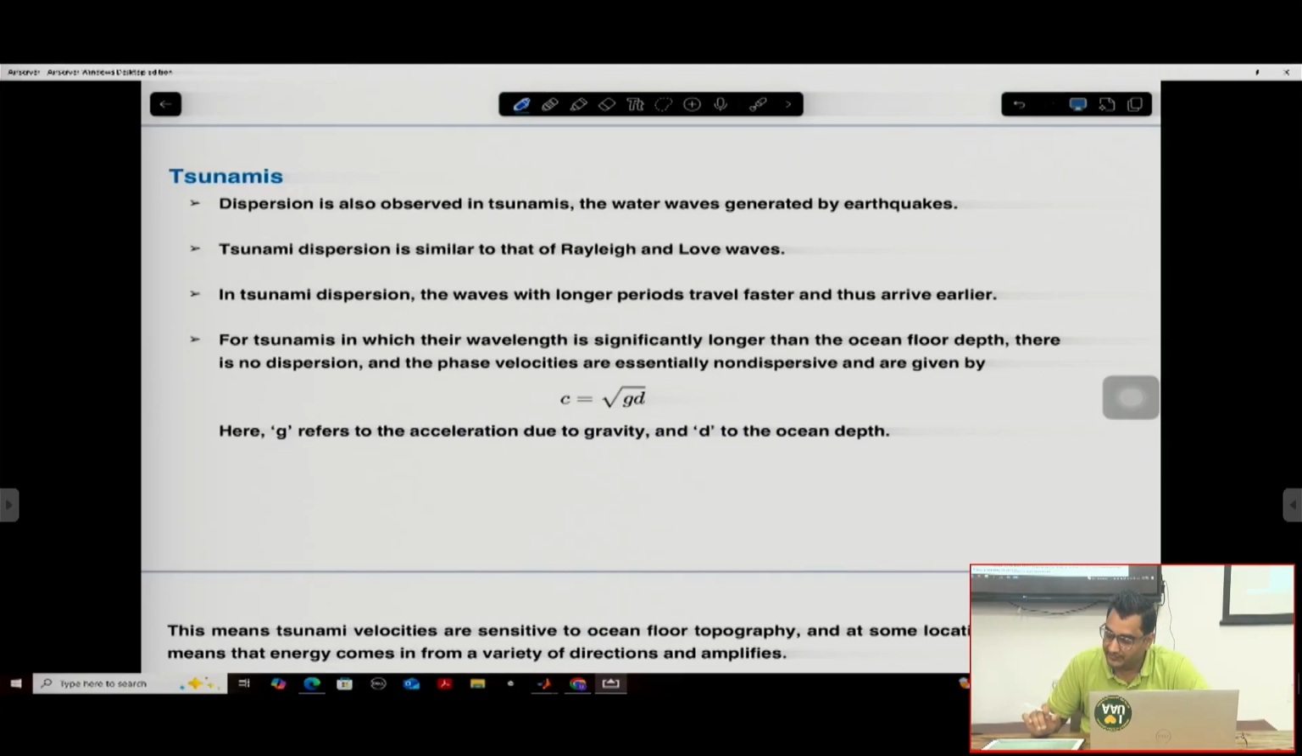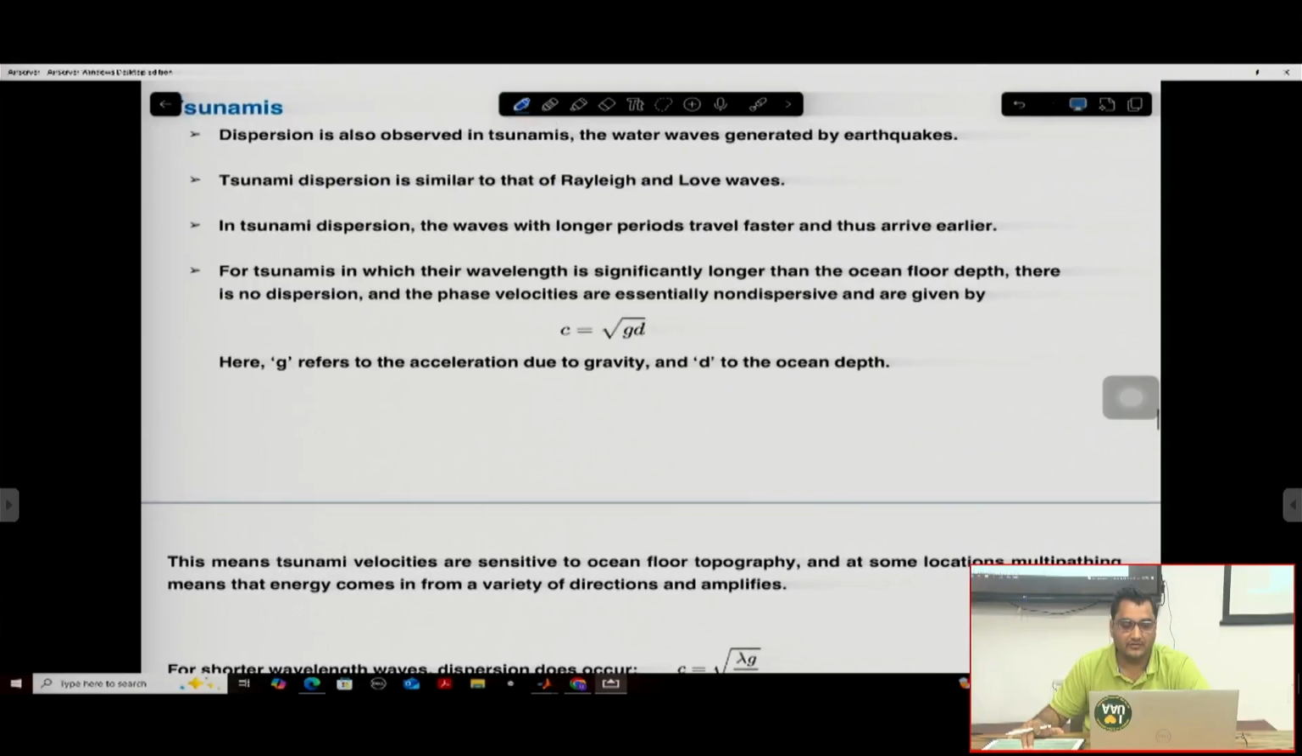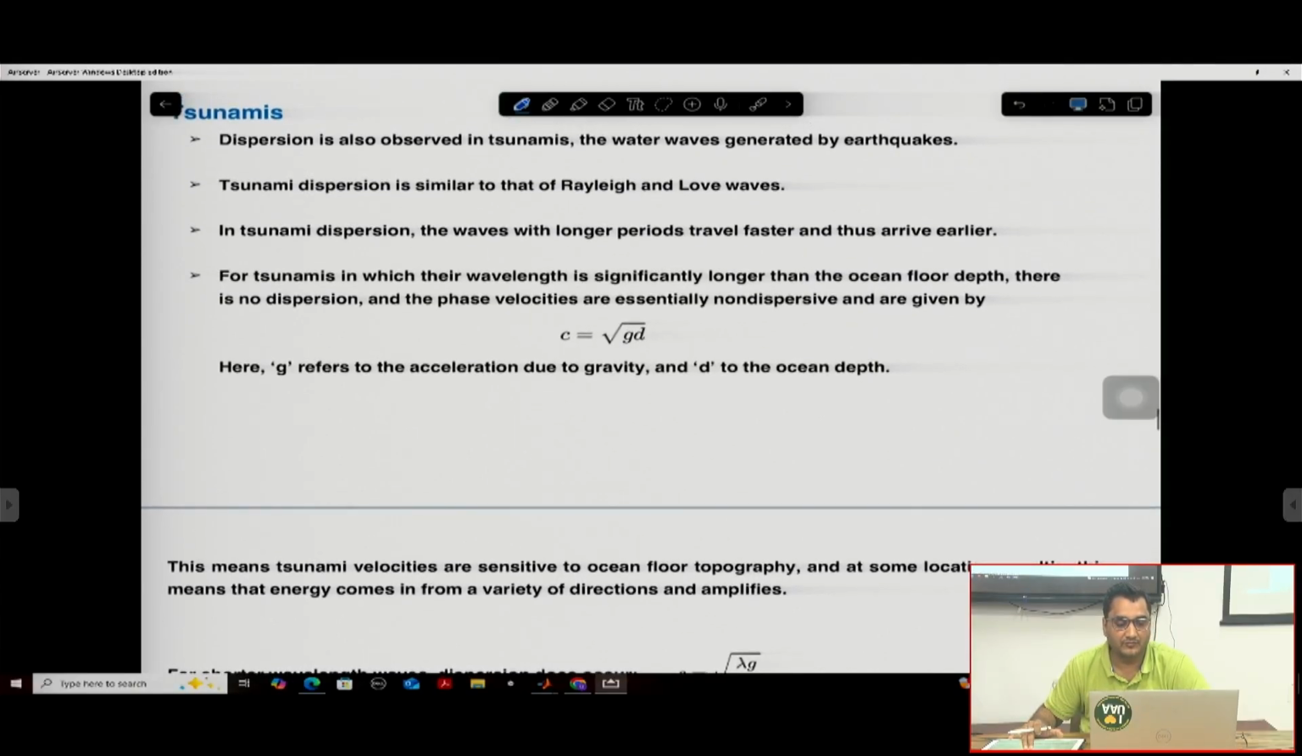Okay, tsunamis. Dispersion is also observed in tsunamis, the water waves generated by earthquakes. When there is an earthquake on a fault situated in the ocean, there will be a displacement of the water column because of the fault movement, and then the water column will move with kinetic energy towards the shore. As it reaches the shore, the energy converts to potential energy, which gives rise to the height of the waves, and that we generally call a tsunami.